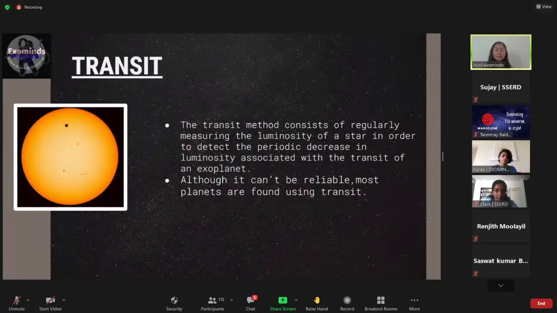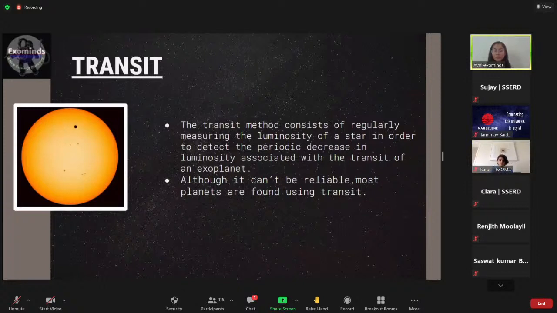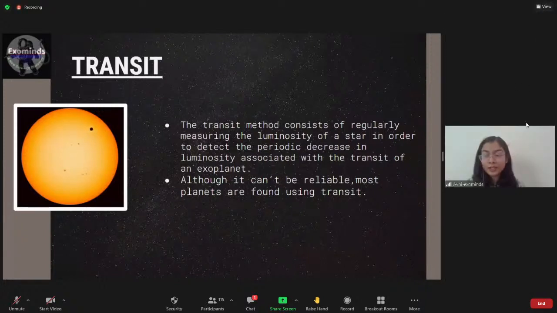Hello everyone, I'll be talking about the second method that we studied, that is called the transit. The transit method consists of regularly measuring the luminosity of a star in order to detect the periodic decrease in luminosity associated with the transit of an exoplanet. So this method is mainly based on vision that aims to indirectly detect the presence of one or more exoplanets.